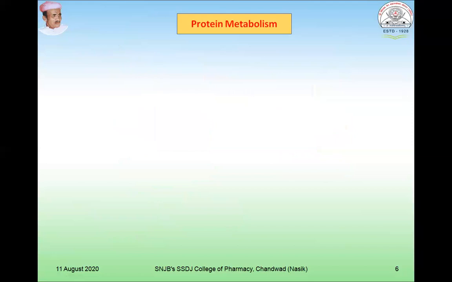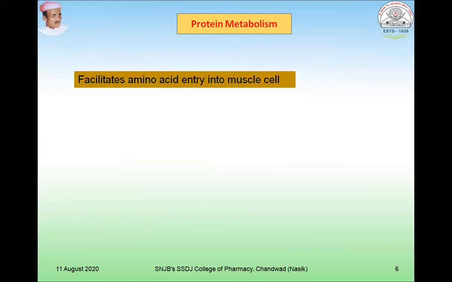Now, in protein metabolism, insulin is an anabolic hormone and it facilitates protein synthesis in the muscle and liver by the following mechanism. First, it facilitates amino acid entry into the muscle cell. Therefore, it decreases plasma amino acid concentration. Thus, the supply of amino acids for gluconeogenesis also decreases.